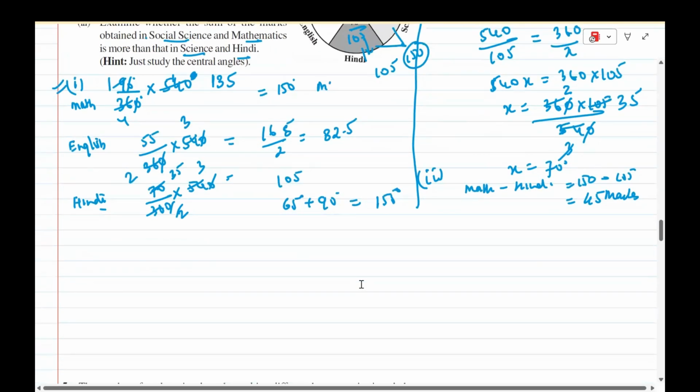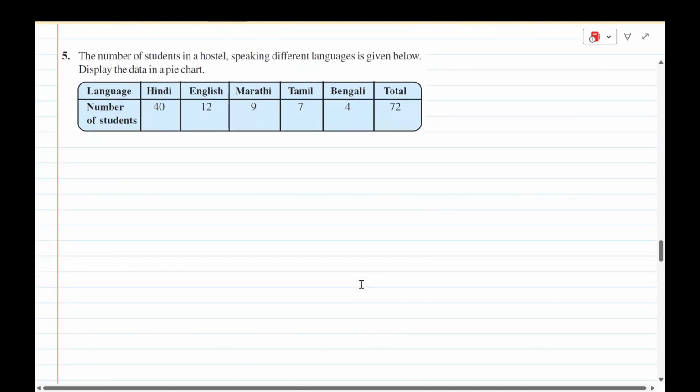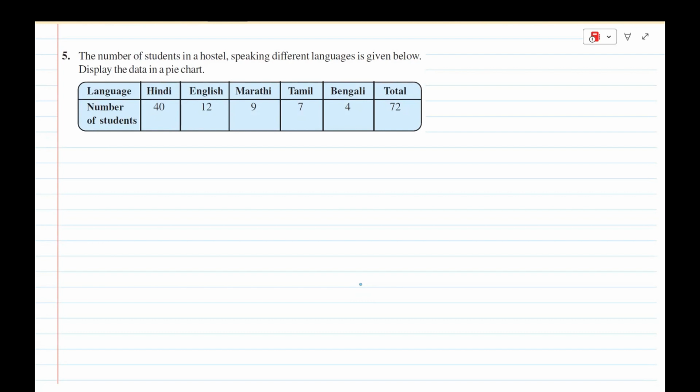Clear? Okay. So the fifth question says, the number of students in a hostel speaking different languages is given below. Display the data in a pie chart. So what I'll do, I'll make a table in vertical form. Here it is language. Then here number of students. Then here fraction I can write. And then here I need central angle. We know how to do that, right?